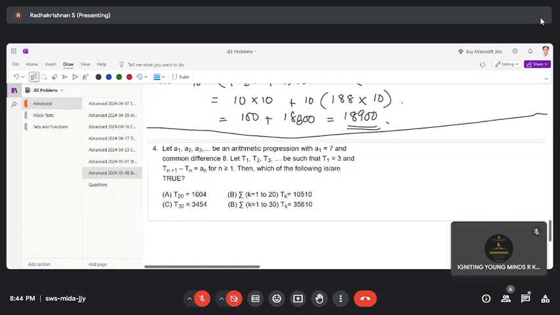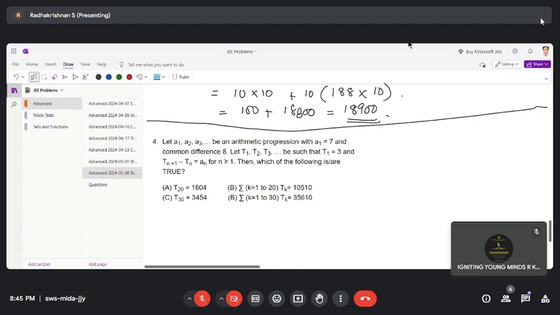So let A1, A2, A3 be an arithmetic progression with A1 equal to 7 and common difference 8. So that is one arithmetic progression. T1, T2, T3, etc. up to infinity, be such that T1 equal to 3 and Tn plus 1 minus Tn equal to An. Now you find out what type of series T is, and the nth term of T, and then the sum to n terms of T. So that's what you have to find out. They're asking you for some specific values, 20 and 30. Please think about it for a few minutes.